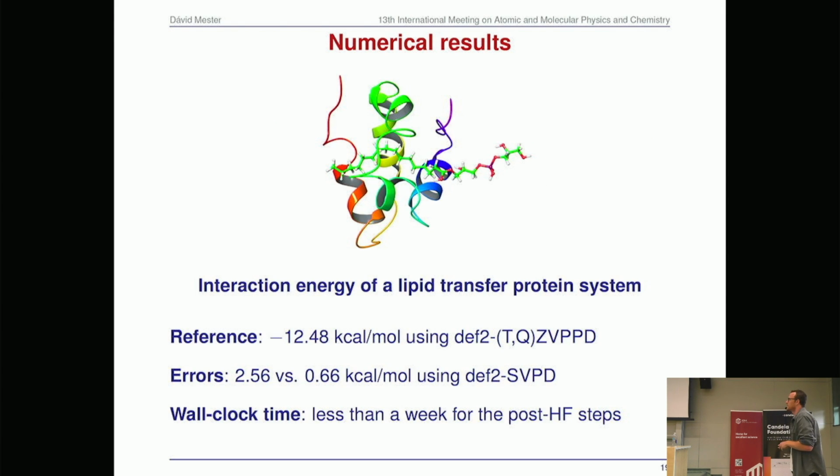And last, the big guy, the counterpoise corrected interaction energy was calculated for a lipid transfer protein system, including more than 1,000 atoms. And in this case, the error drops from 2.6 to 0.7 kilocalorie per mole using double zeta basis sets, while the time required for the post-Hartree-Fock steps was less than a week, demonstrating that this approach can be routinely applied for such big and extended systems.